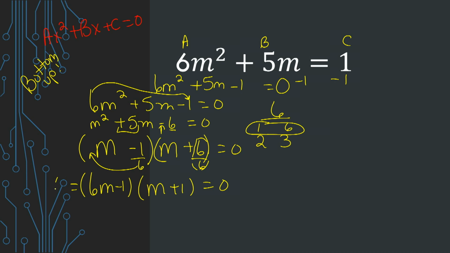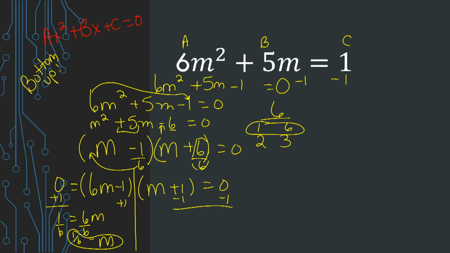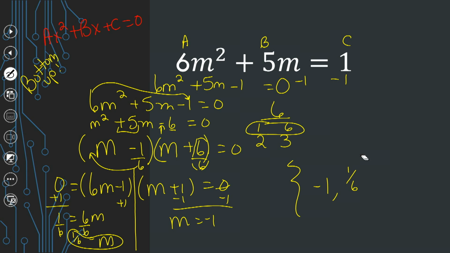Wanting to make sure that all my factors of this polynomial I am equaling to 0 and getting m by itself. So I'm going to add 1 to both sides. I'm going to divide. So m equals 1 over 6. Here's my first one. And then I'm subtracting 1. M equals negative 1. So putting this in numerical order, I have -1 comma 1 over 6.